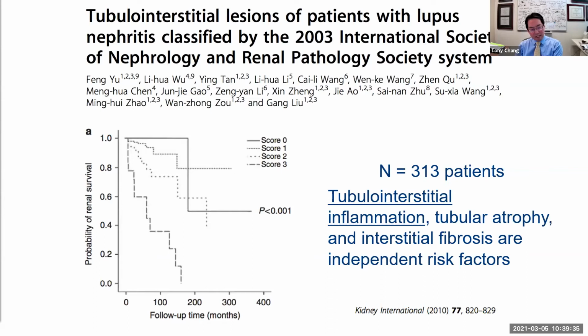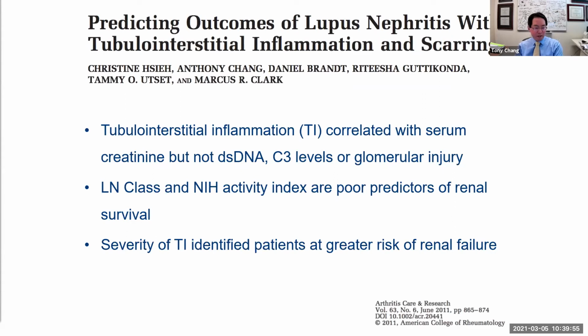And then this Chinese study in 2010 further demonstrated this finding. As you would expect, interstitial fibrosis and atrophy were independent risk factors, but so was interstitial inflammation. You can really stratify the outcomes of these patients based on the degree of interstitial inflammation. And then a year later, we here at Chicago also looked at this and found that interstitial inflammation correlated with creatinine, but not necessarily the titers of double-stranded DNA or C3 levels or the degree of glomerular injury. And in fact, the activity index and lupus nephritis class were actually poor predictors.